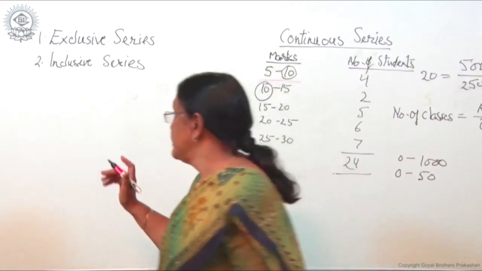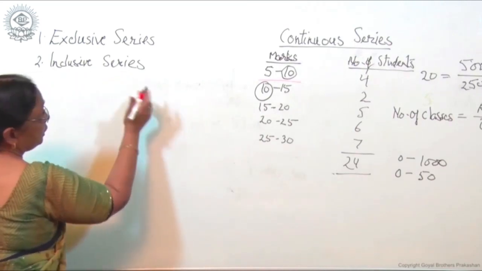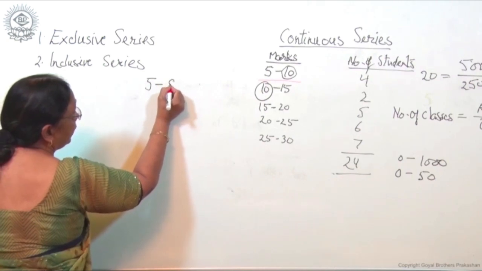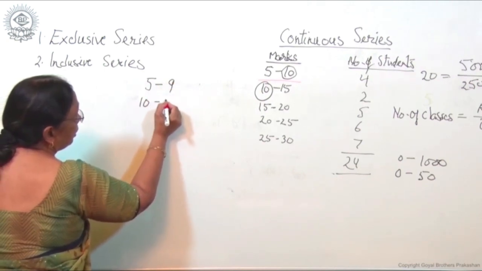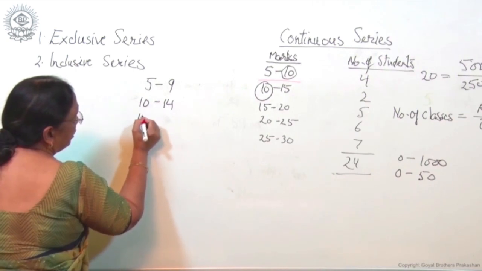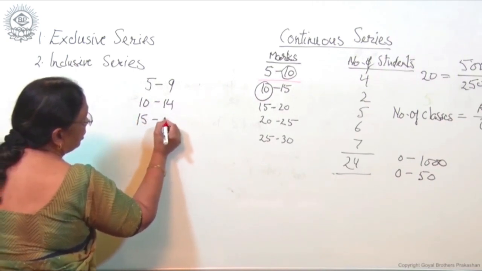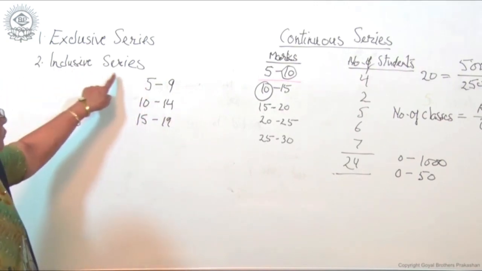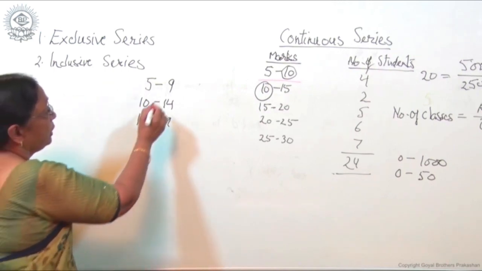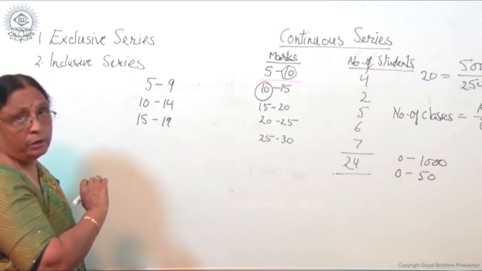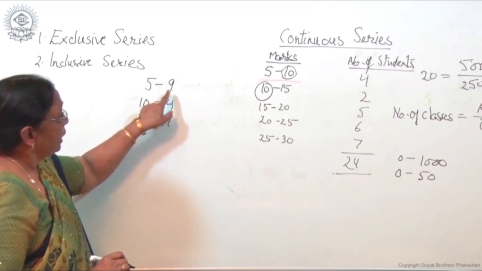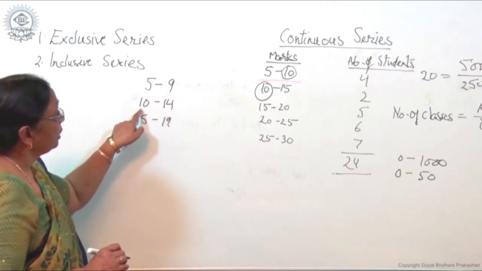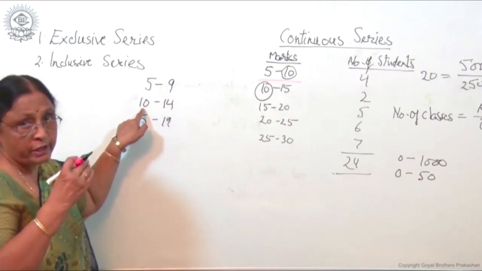Now in the case of inclusive series, all the items are included in a particular series, but the only difference is that in this inclusive series, the series won't be like this. It will be 5 to suppose 9, then 10 to 14, 15 to 19, like this. This is the case of inclusive series. Now here there is an interval of 1. You can see here it is 5 to 9 and then next is 10 to 14. Here it was 5 to 10 and 10 to 15. So a number of 1 is missing. That means there is a gap of 1.